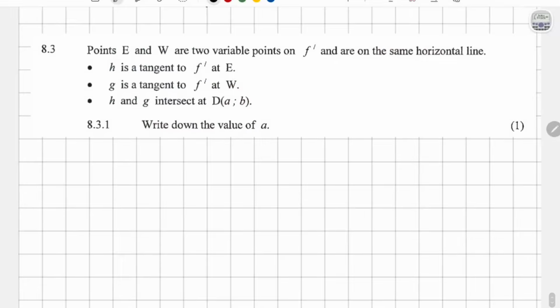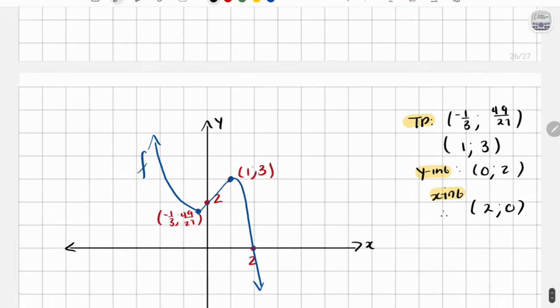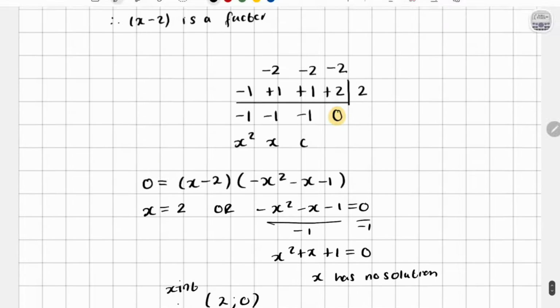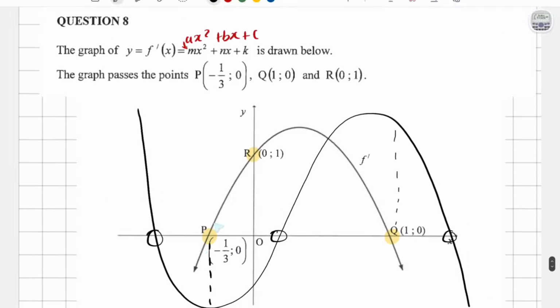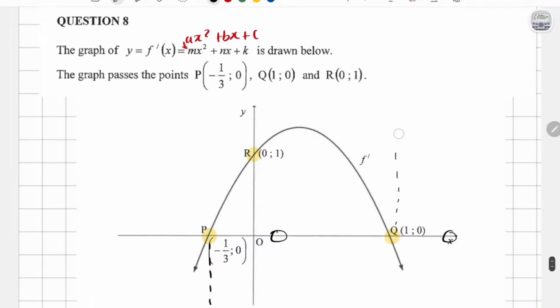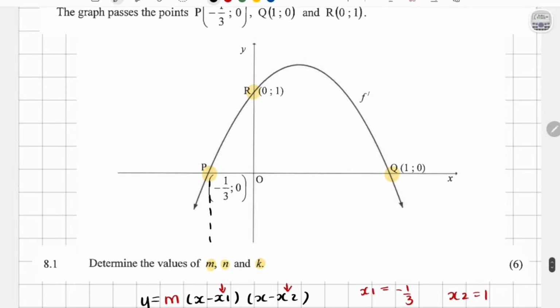Okay, so 8.3, we have points E and W are 2 variable points on f prime. So they're probably speaking about still f prime. It's still this question basically. So on this graph that we have over here, the one that they gave us in the beginning, this graph, I don't need that anymore. Okay, so we have 2 points on this graph. For the sake of understanding, I'm going to copy this graph and then put it there.